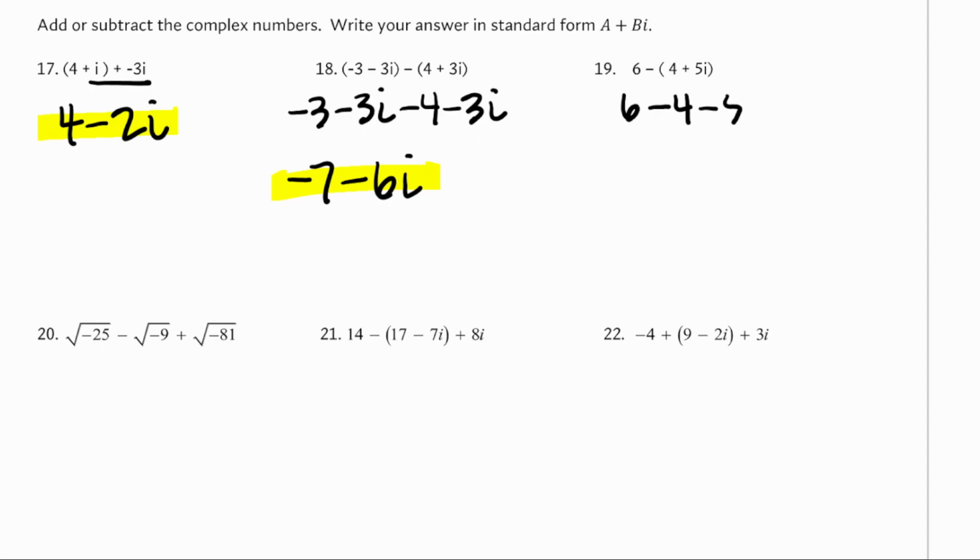Distribute the negative. Okay, so 6 minus 4 is 2, negative 5i. There's not really anything to do with that. We'll just leave it as it is, and there we go. We got it in standard form.